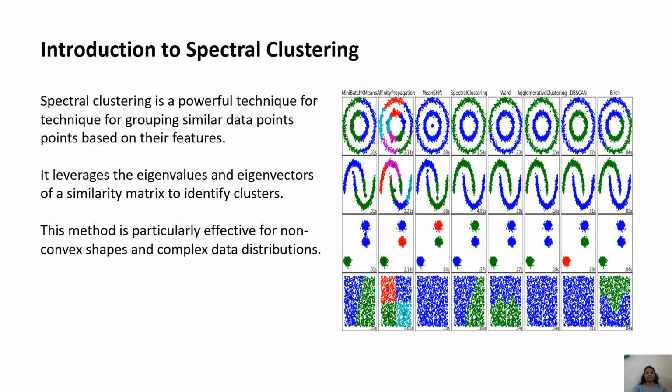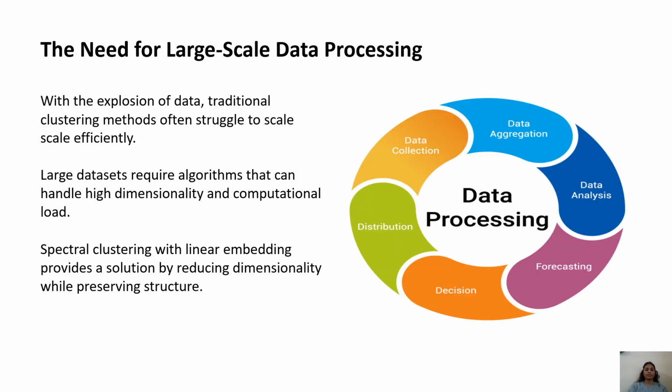Introduction to spectral clustering. Spectral clustering is a powerful technique for grouping similar data points based on their features. It leverages the eigenvalues of the similarity matrix to identify the clusters. This method is particularly effective for non-convex shapes and complex data distributions. Spectral clustering is a variant of the clustering algorithm that uses the connectivity between the data points to form a clustering. It uses the eigenvalues and eigenvectors of the data matrix to project the data into a lower dimensional space to cluster the data points.